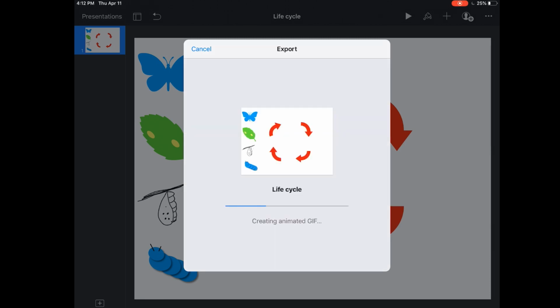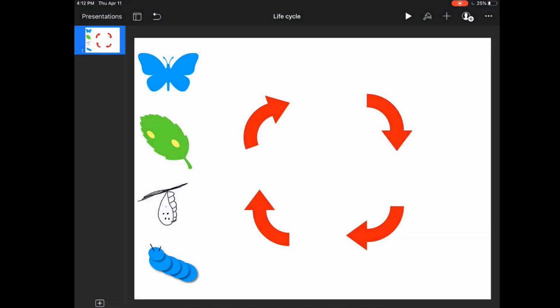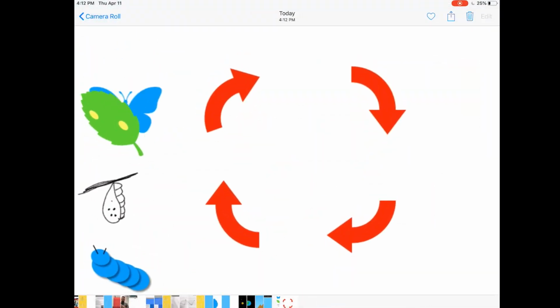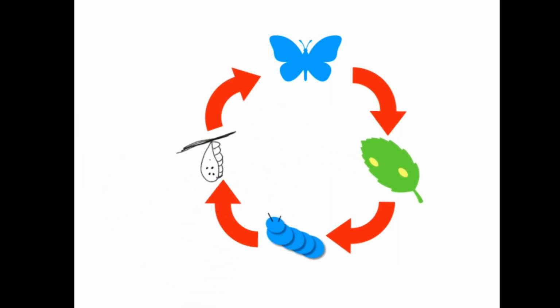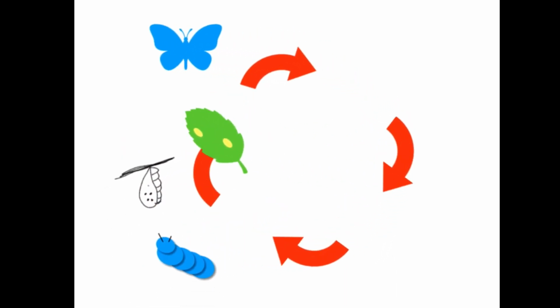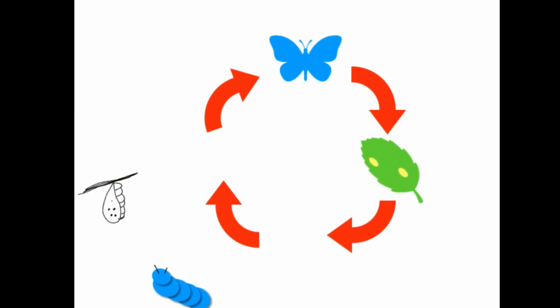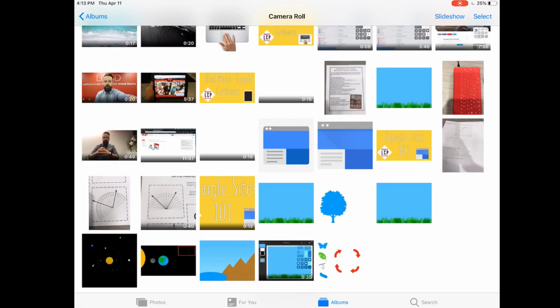When I export this, it's going to ask me how I want to share this. I'm usually going to just save this to my camera roll. That way I can use this no matter which app I'm in. All right, now let's see what this looks like. Here's my camera roll, and as you can see, all my movement happens. It rotates, and then it starts back over. So an easy way to make a GIF to show some movement without having to constantly replay that video.